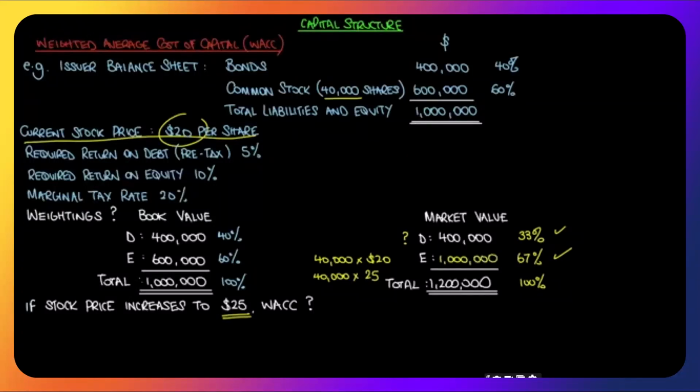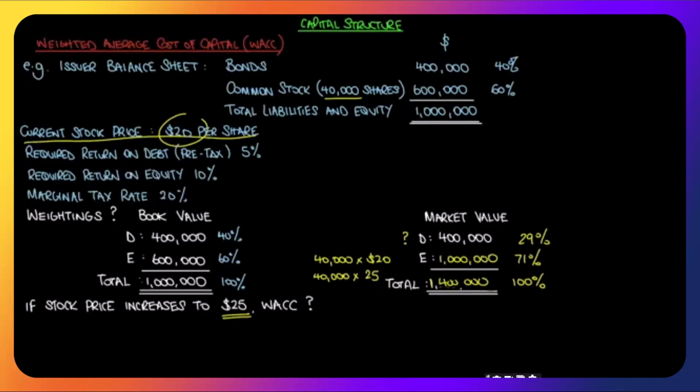Still no information on debt. I'll leave that at 400,000. But my total now is 1,400. What are my weightings? If 1.4 million is 100%, 29% is debt, 71% is equity. And I know that's heavily rounded, but these are just estimates, so I'm fine with that.